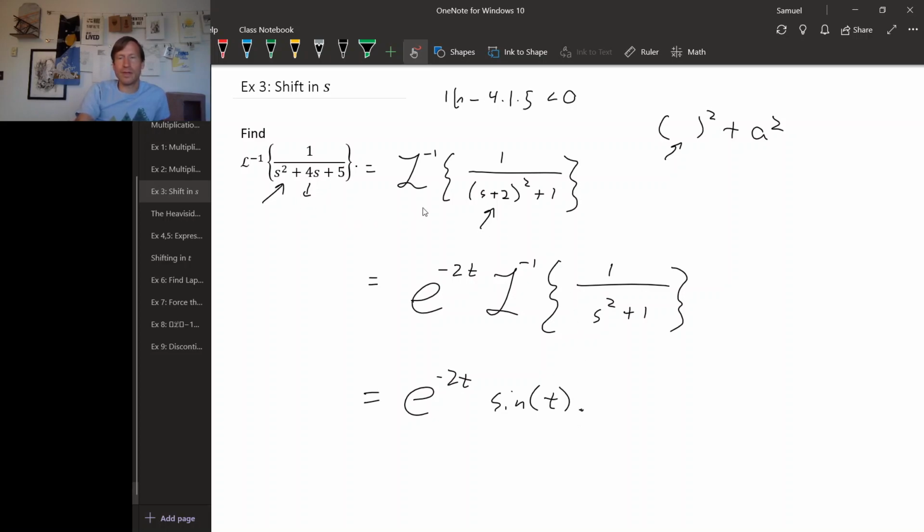This rule that lets us turn multiplication by exponentials in t into a shift in s runs backwards just like any other Laplace transform rule. So you can use it both forwards to calculate Laplace transforms and backwards to calculate inverse Laplace transforms.